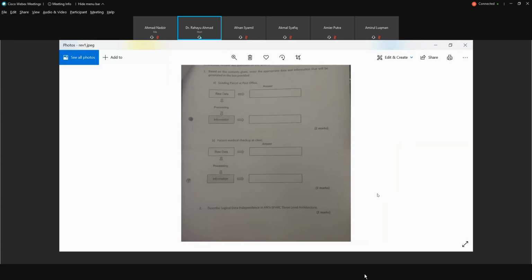Okay, so can you give me an answer? So Daniel says raw data is name, information is recipient. Recipient is not accurate, because what process do you do? Okay, so the raw data name is correct, but the information is not accurate. Any more answers?